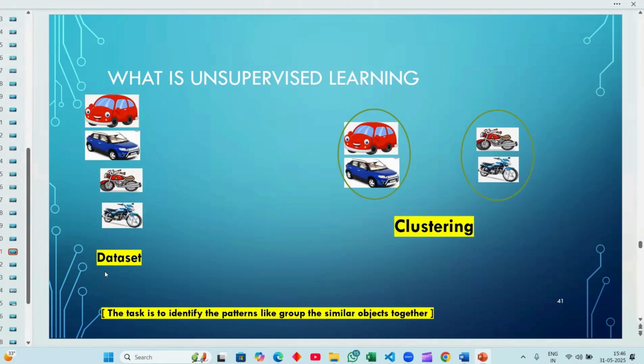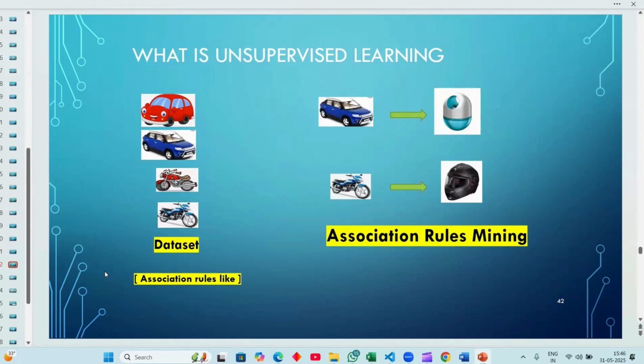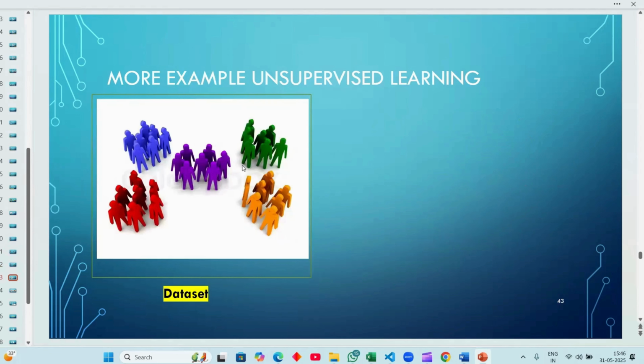So instead of labeled data, we consider the clusters. If we take two clusters, one has a car and is separated, and one has a bike and is separated. If we take four clusters, the task is to identify the patterns, like grouping similar objects together. We also have association rule mining, where we compare the values of both to find the nearest comparison data. We want to match the data with other data, right?